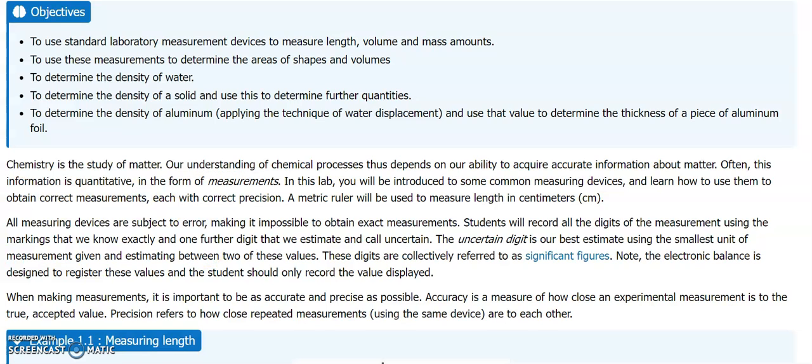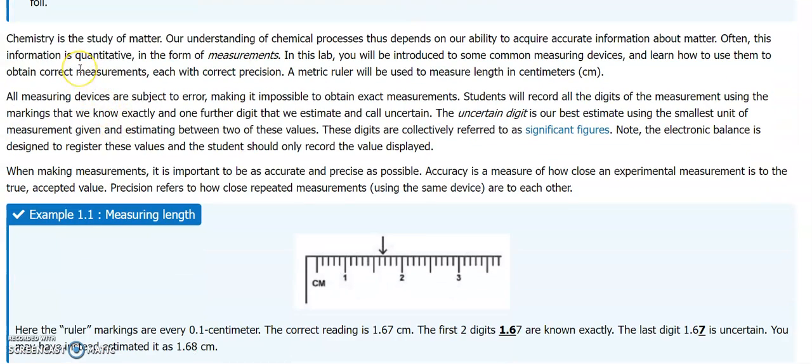So, chemistry is the study of matter. Our understanding of chemical processes depends on our ability to acquire accurate information about matter, and this information is quantitative, in the form of measurements. So we will look at some common measurement devices and learn how to use them to obtain correct measurements, each with correct precision.